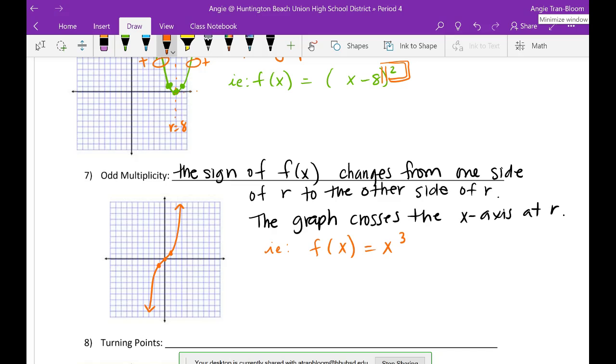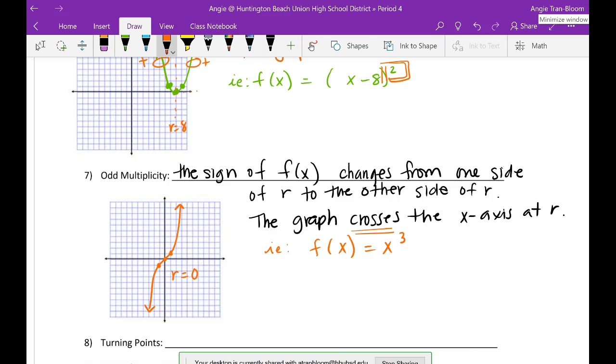Again, r is 0, right? Multiplicity 3 times. Does it cross? Does it touch the x-axis at r? It does what? It crosses. So that's why odd multiplicity will always cross. Okay? Even multiplicity will always touch. Okay?